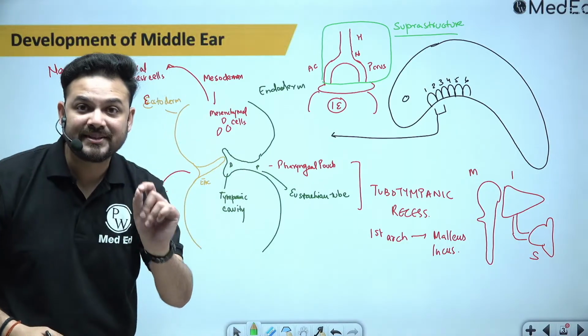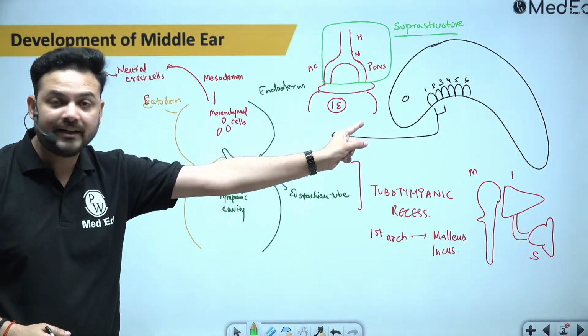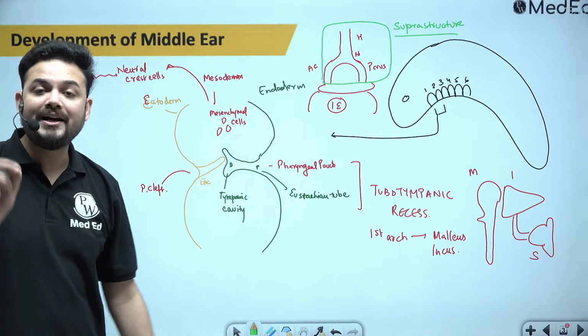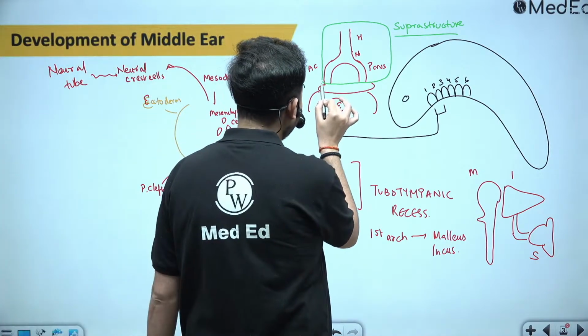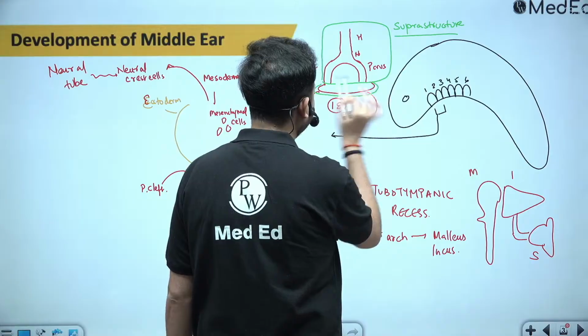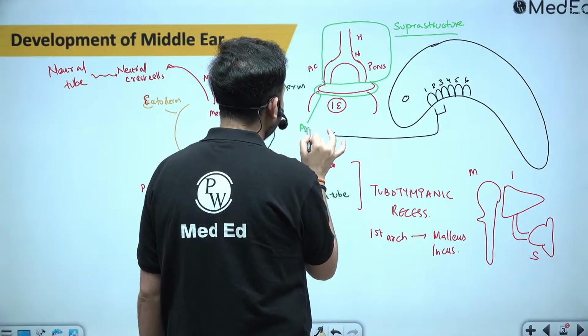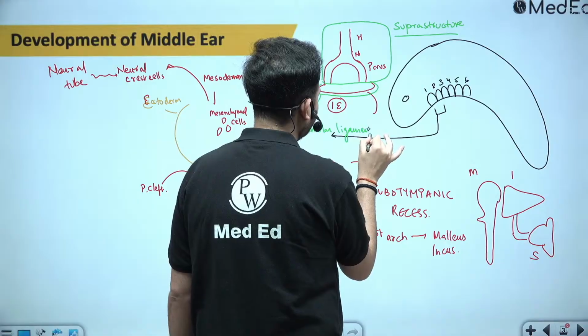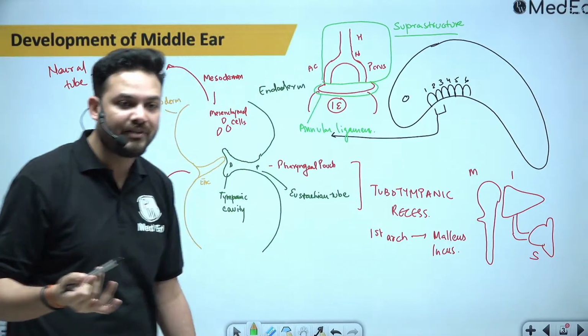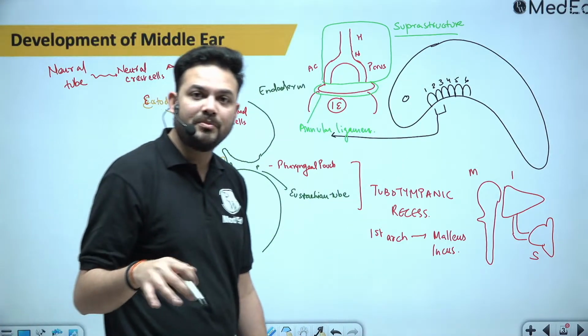The stapes attaches to the inner ear by its foot plate, and it also has a ligament there. That ligament which attaches this foot plate to the inner ear is called the annular ligament. Now, this is just to tell you what the development is like. So, don't get scared. We are going to do much more in detail about it.